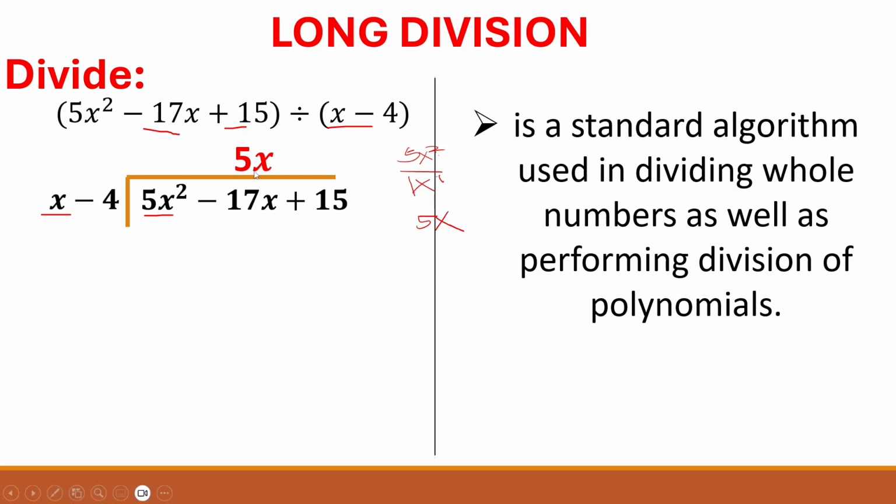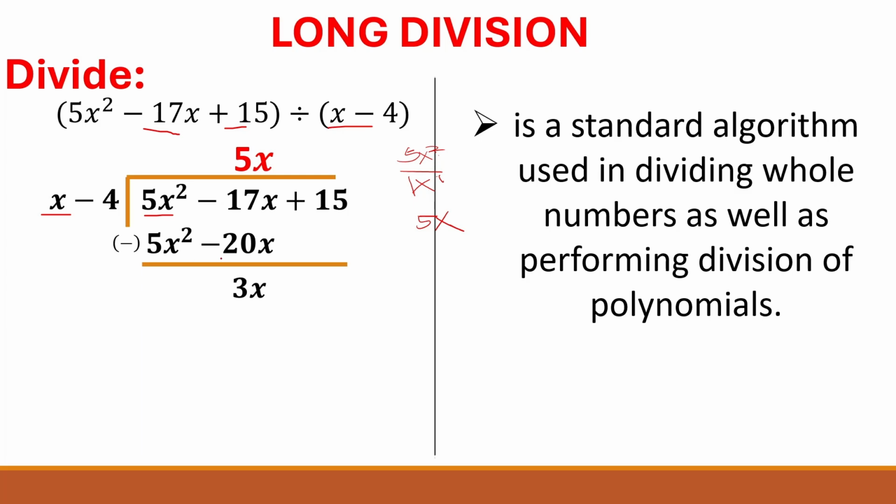Then you multiply 5x times x, so that is 5x squared. 5x times negative 4, so that is negative 20. Then you subtract, diba? Nagsusubtract tayo. At kapag nagsusubtract tayo ng polynomial, the sign of the subtrahend will change. So that is negative 17 minus negative 20, so you have positive 3.